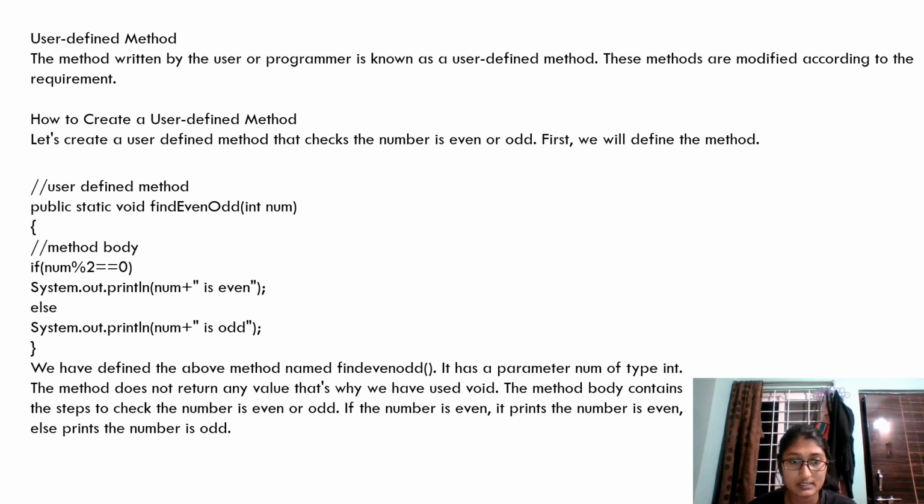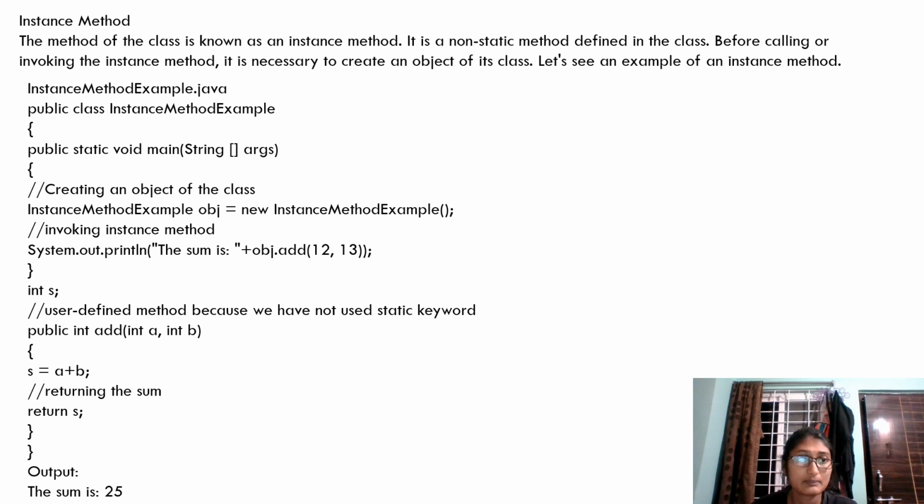If the number is even, it prints the number is even, else it prints the number is odd. Here is an example of an instance method. The instance method of a class is known as an instance method. It is a non-static method defined in the class. Before calling or invoking the instance method, it is necessary to create an object of its class. Let us see an example of an instance method. Here is an example.